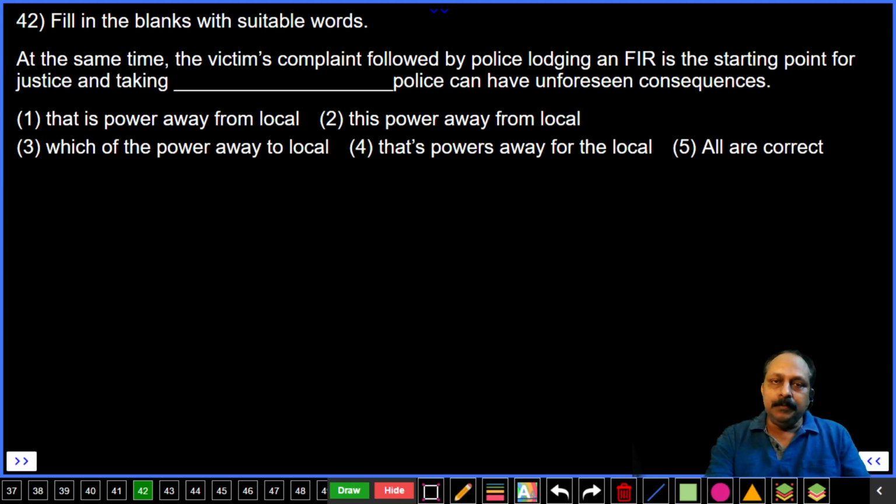At the same time, the victim's complaint followed by police lodging an FIR is a starting point for justice and taking that is power away, grammatically not correct. "This power away from local" seems right. "Which of the power" is grammatically not correct. "That is power" is not correct. At the same time, the victim's complaint followed by police lodging an FIR is a starting point for justice and taking this power away from local police can have unforeseen consequences. Taking what? Taking this power away from local police. Answer is the second option.